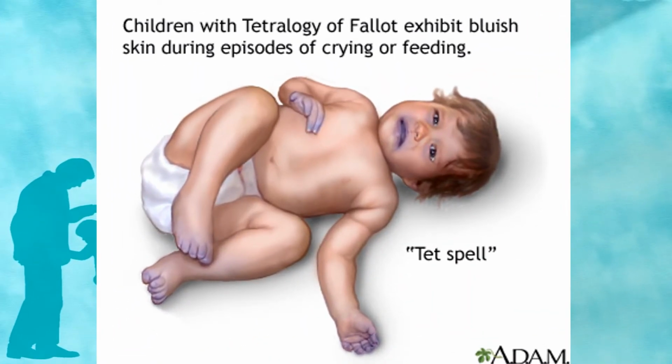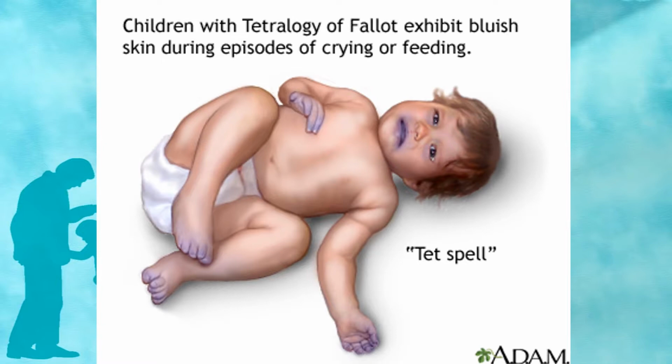All right, so this obviously is not a real picture, but it's a graphic representation. Hopefully it will help you guys see the things you need to see. This toddler is having what's called a TET spell. These can occur when the child wakes up or when they experience an abrupt drop in their systemic vascular resistance and pulmonary blood flow.